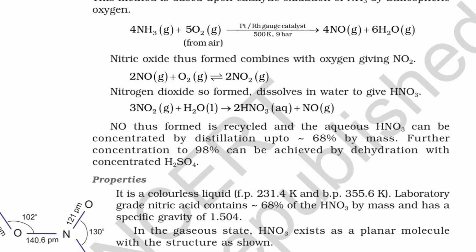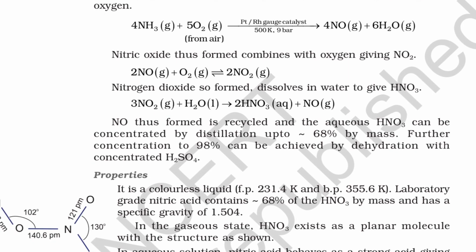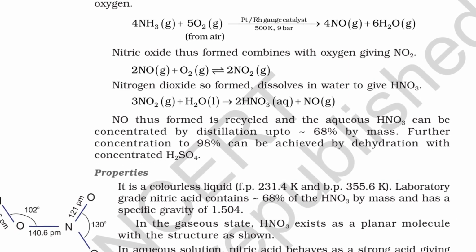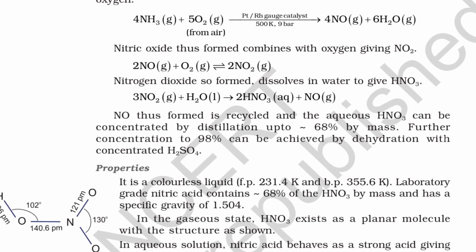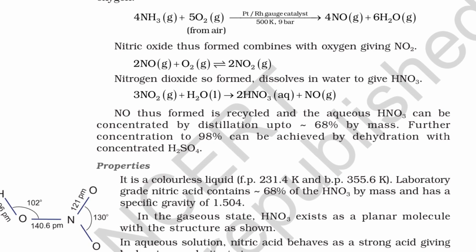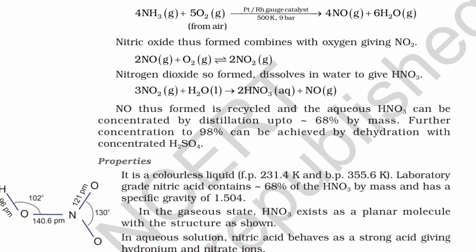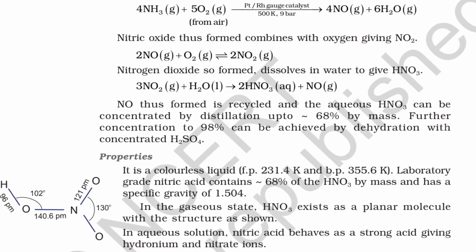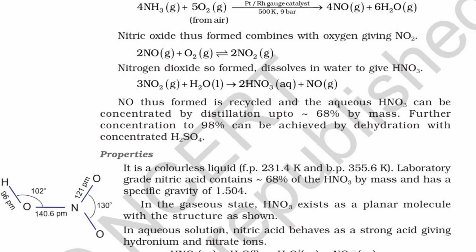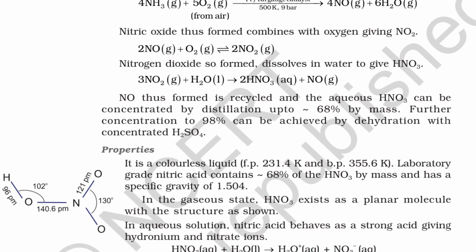Here, what is given is not important. 130 degrees angle is given. It's okay. There is no need to remember these angles. 130 degrees angle is given between two oxygens. Nitrogen-oxygen 121 picometers. Oxygen-hydrogen 96 picometers. Nitrogen-oxygen 140. No need to remember. The O–H–N bond angle is given as 102 degrees. You can't remember many things.